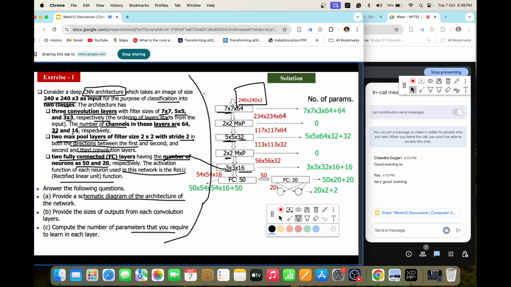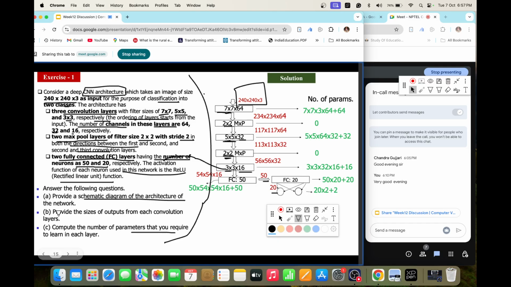And then for the 2 max pool layers, we have to fit them between the first and second convolution layer, and the second and third convolution layer. The max pool layer is 2 cross 2 here, and 2 cross 2 here also. And then we have 2 fully connected layers, one with 50 neurons and the second with 20 neurons. So this is the whole architecture, and option A is clear.